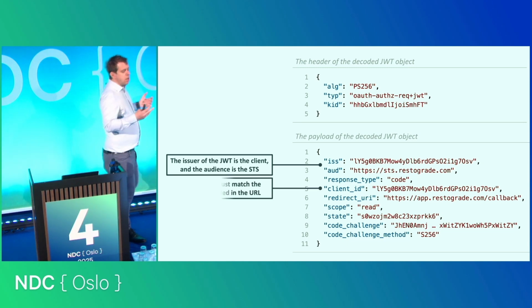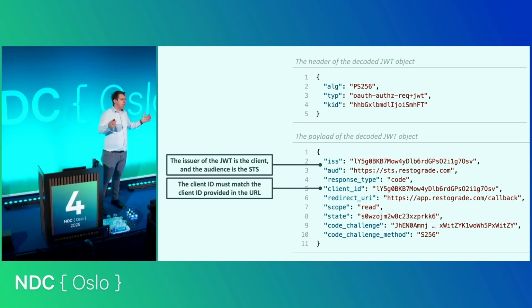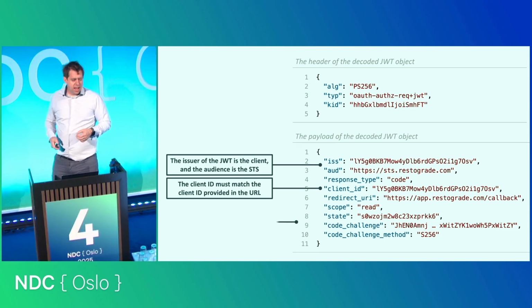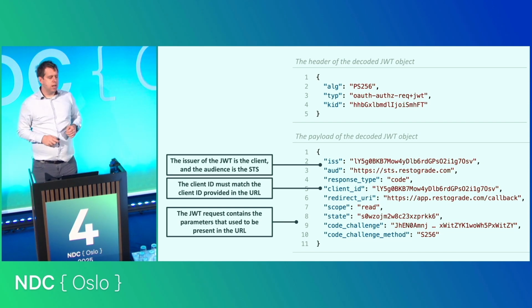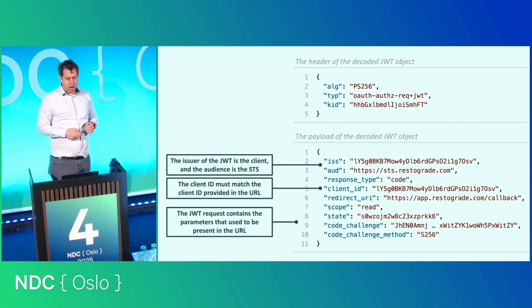All right? Other than that, we have flow configuration parameters. There's a requirement that the client ID in the JWT matches the client ID in the URL, which is kind of obvious, but it's a check that the STS must do. And then, of course, the other stuff is the normal flow configuration. Everything that you would normally put in request parameters, you now drop into that JSON Web Token. And that's essentially how this works.